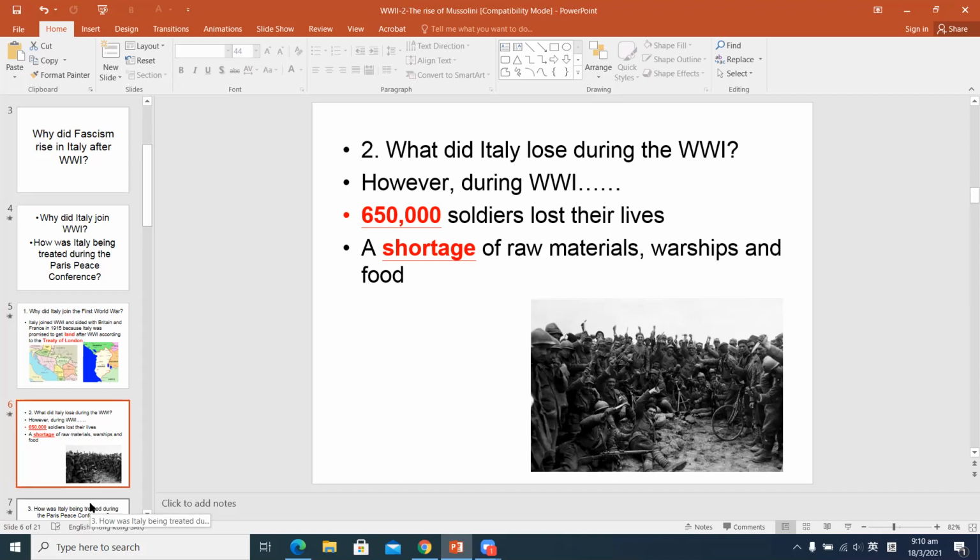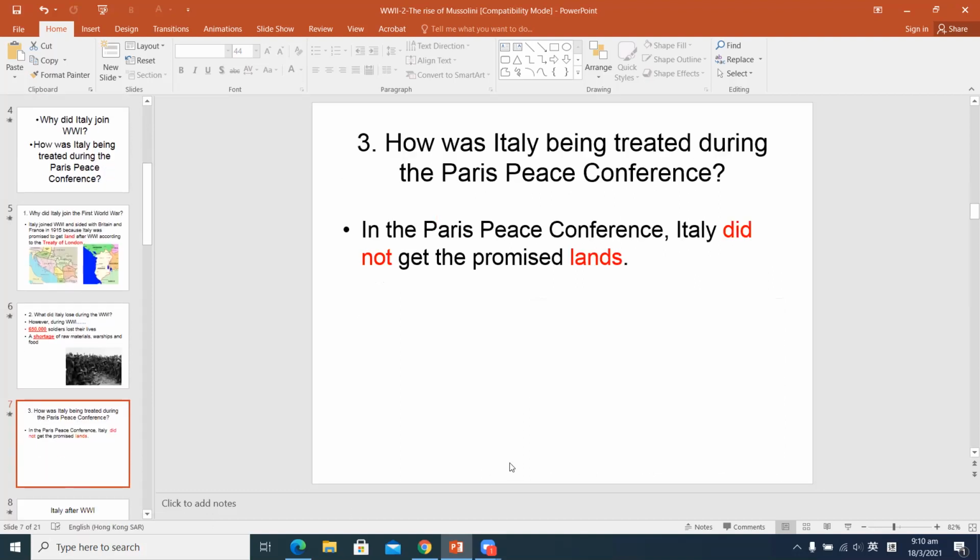So that's the problem. In 1915, Italy joined the First World War because it wanted to get land, and then during the war the Italians also suffered a lot. So in 1919, when Italy attended the Paris Peace Conference, it expected to get what it was promised. 是不是啊？因为他已经觉得他自己损失了这么多，他当然希望他可以拿回他应得的东西啦, right? So at the Paris Peace Conference, Italy wanted to get the promised land, but Italy did not get that land.